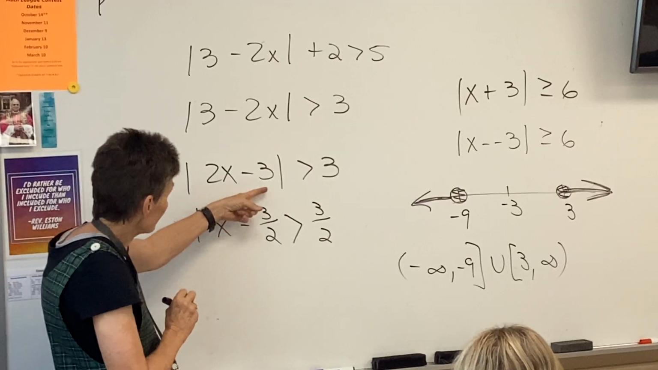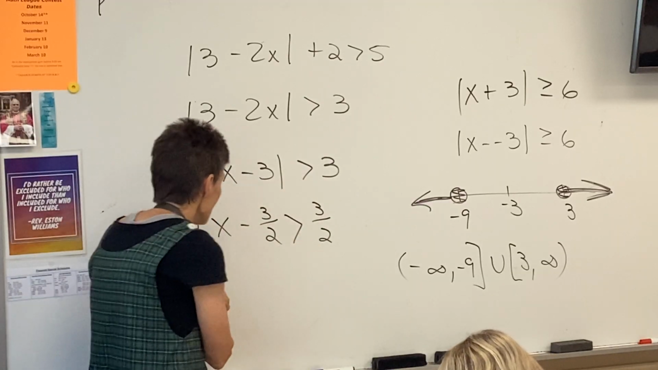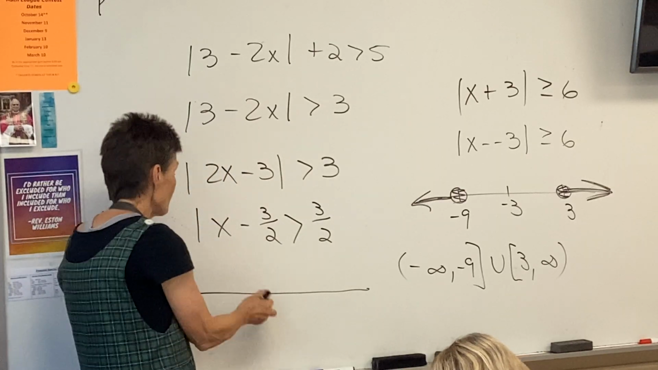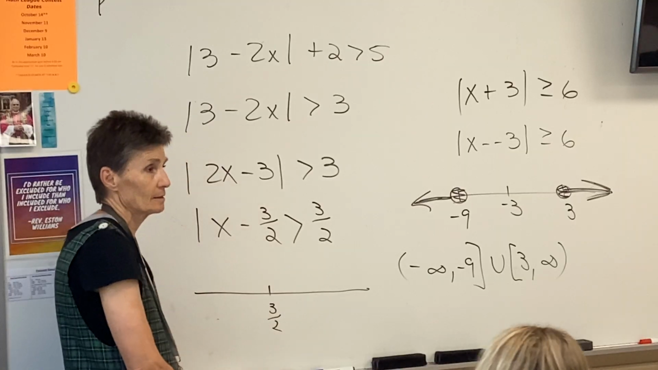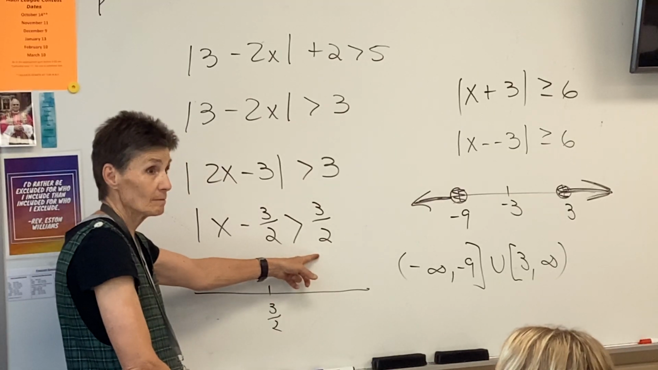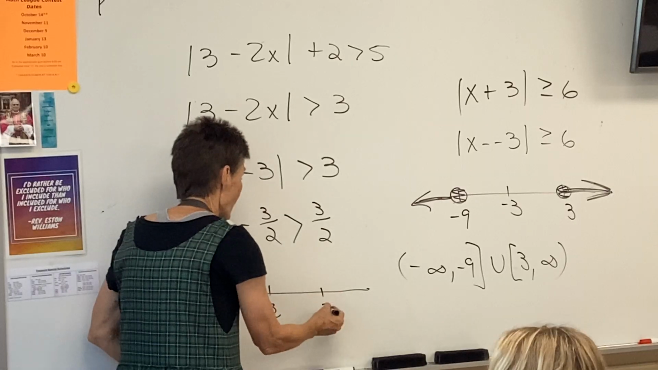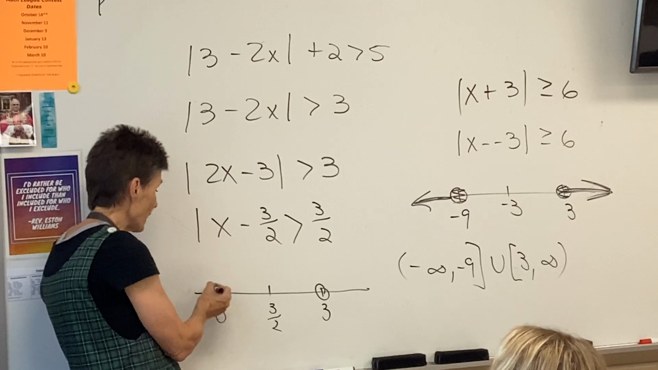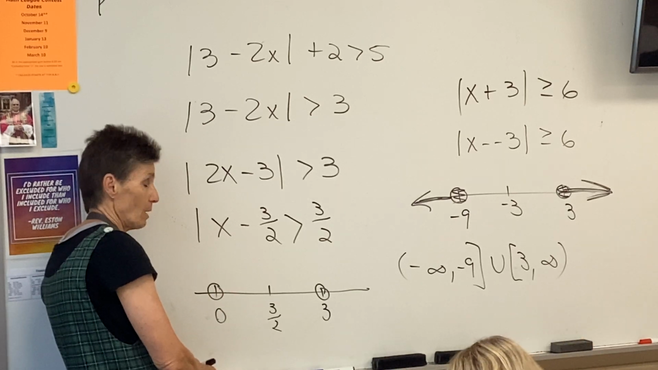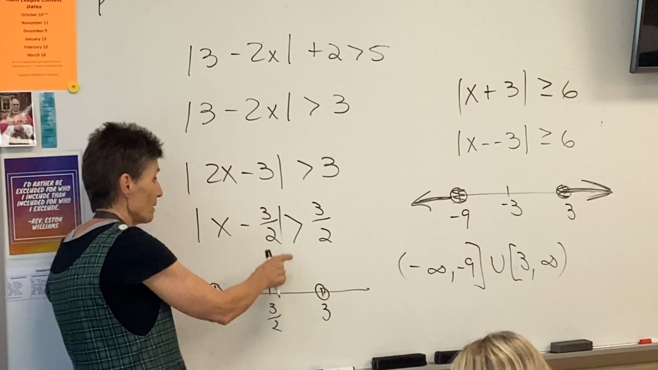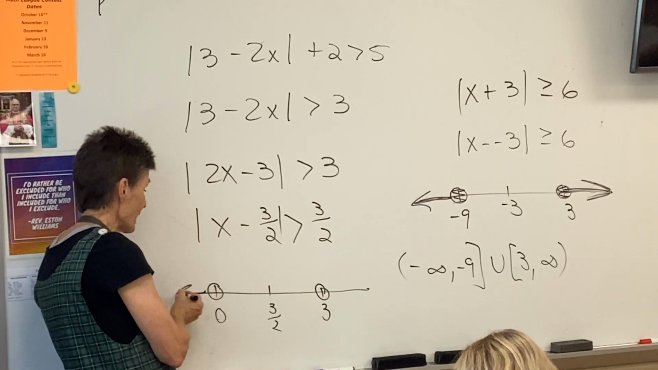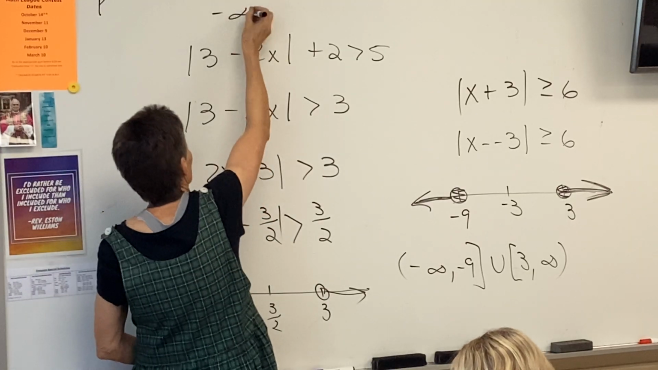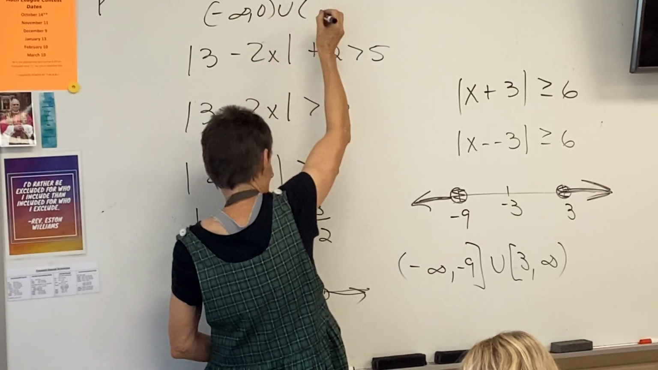Divide everything by 2. Now, what does it say? The distance between something and 3/2 is 3/2. So 3/2 this way would put me at 6/2, and 3/2 this way would put me at 0. I want to be more than 3/2, so again, I'm this way. So my answer is negative infinity to 0, and 3 to infinity.